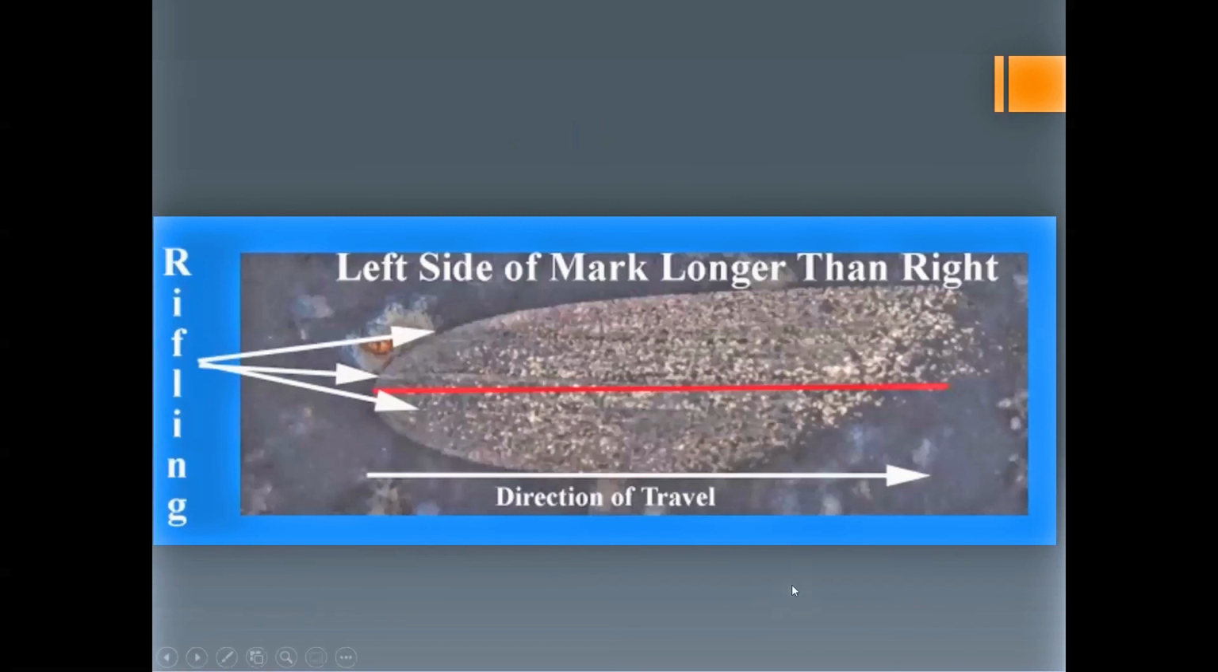So what do we have here? We have our classic impact mark. We have a bullet traveling from left to right. We have more of the mark on the left side. Okay. What does this tell us? It's telling us the bullet's traveling from left to right, and it's fired from a barrel with a left twist. If you look closely, you can see some rifling marks. This is on steel.